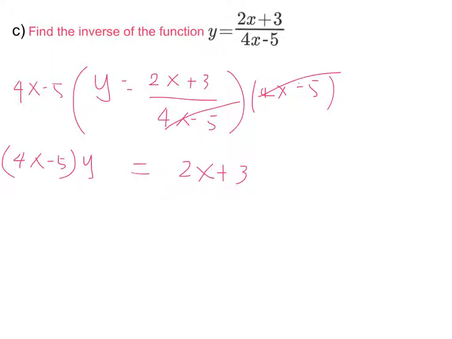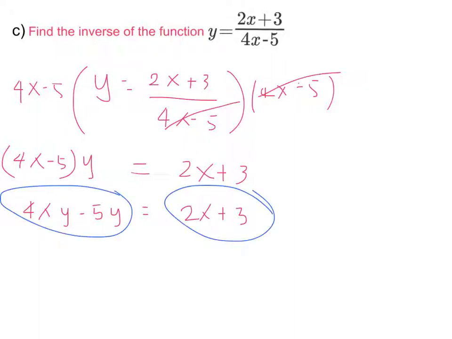What do you think we should do next? It's going to be 4xy minus 5y equals 2x plus 3. So remember, we want to get the x. If you notice, there's an x here, and there's an x also on the other side. So we put 5y on the other side by adding 5y. So 4xy minus 5y plus 5y, and 2x plus 3 plus 5y.